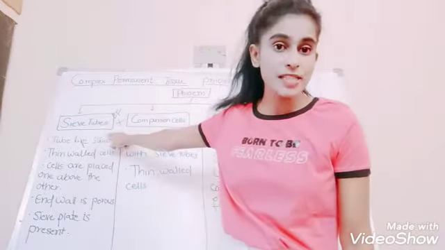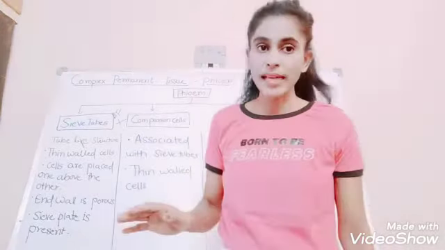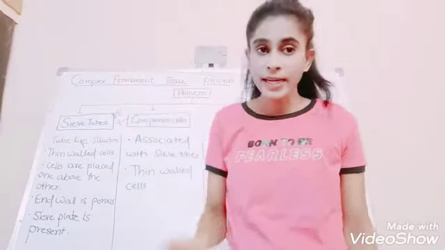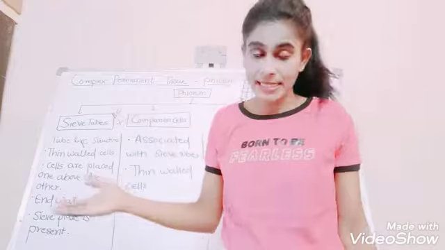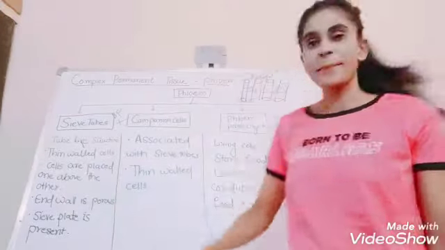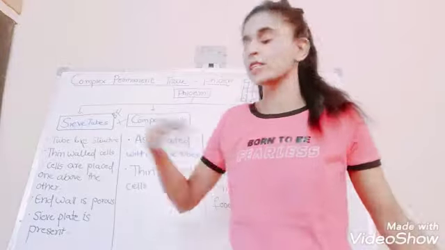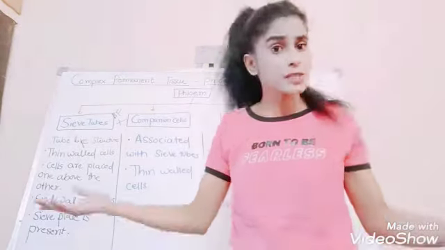Just a small summary. Sieve tubes, first one: tube-like structure, open ends, can be placed one above the other. The end walls have pores, which are called sieve plates. Second one, companion cells, best friend of sieve tubes. They will accompany sieve tubes in whatever they perform, that means transportation of sugar, transportation of food.